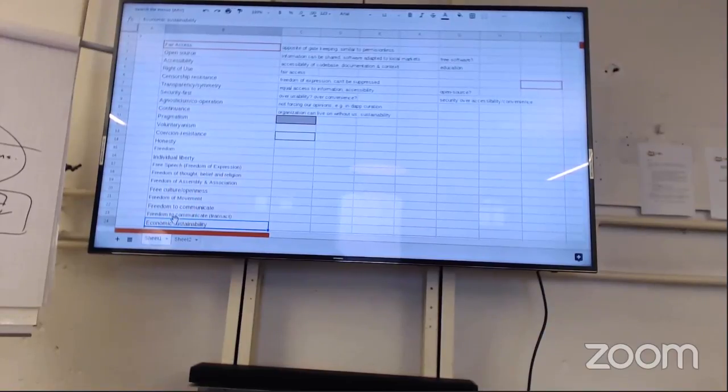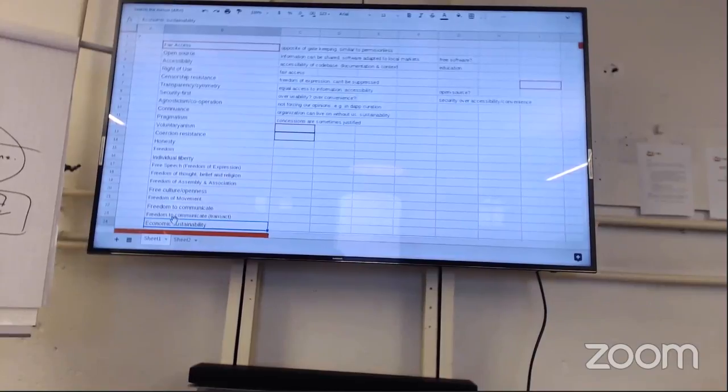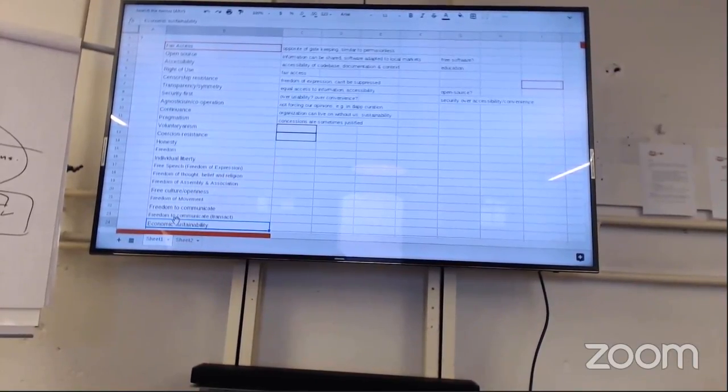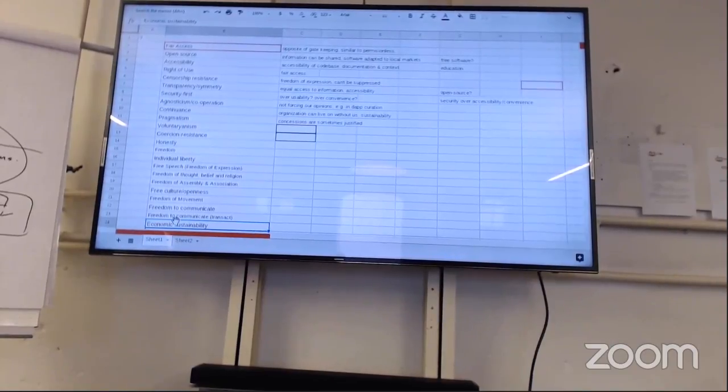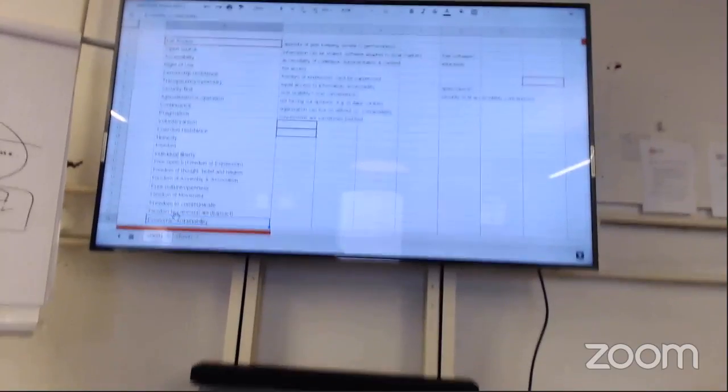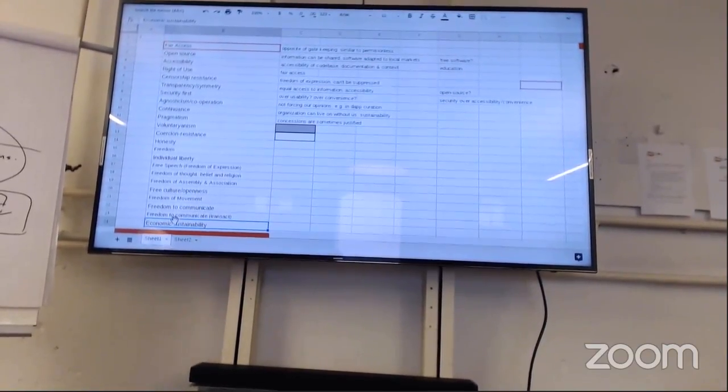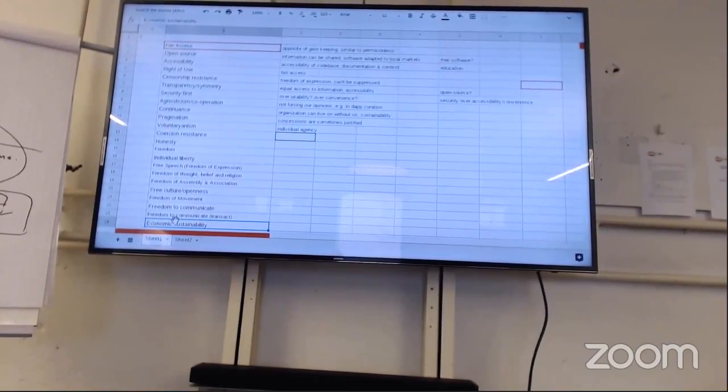Voluntarism, it's probably a little more. Basically, you should be allowed to do what you want to a certain extent. Does it apply more to the organization or to users? I think it's the individual. So this idea that nobody can coerce you or enforce you to do something. You should be able to do it voluntarily, with your permission, your consent. Coercion resistance. It's like the actors are having to comply with.